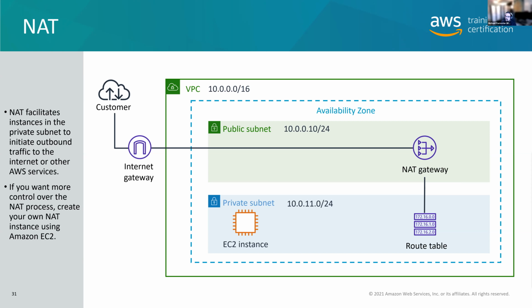So NAT is designed so that you can conserve IP addresses, because you're going to have to assign a public IP address to that NAT gateway, but that's it. A bunch of services could use that NAT gateway to get out to the internet. I actually prefer doing this with a NAT gateway instead of putting my resources on a public network.